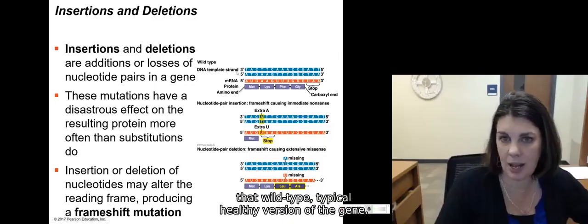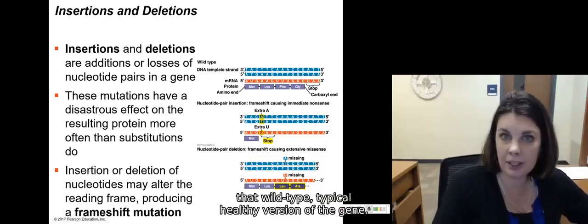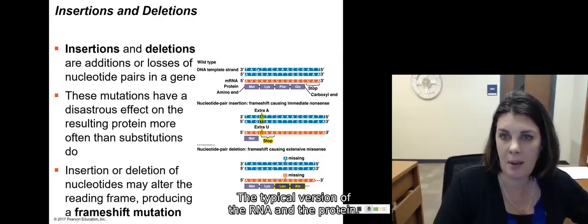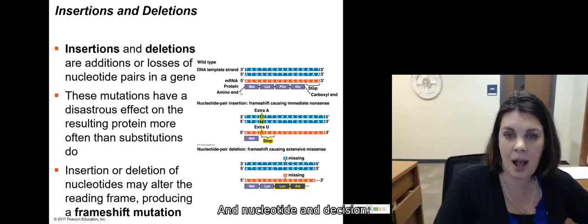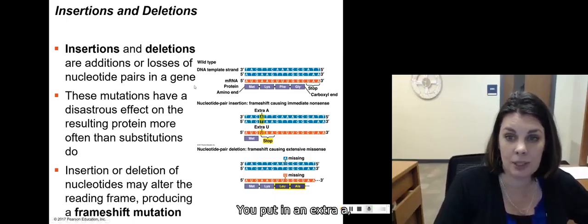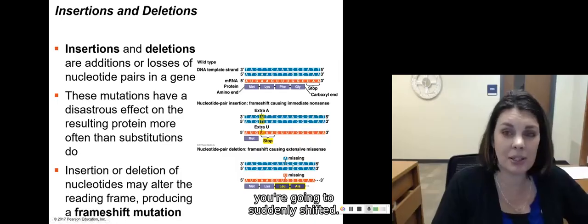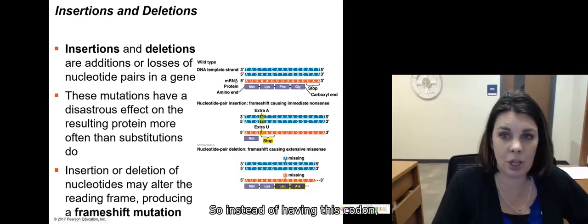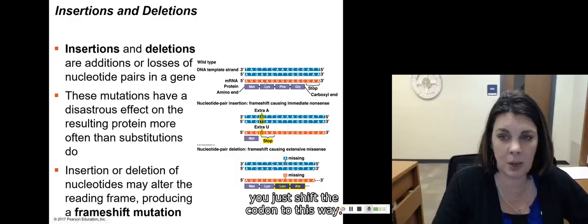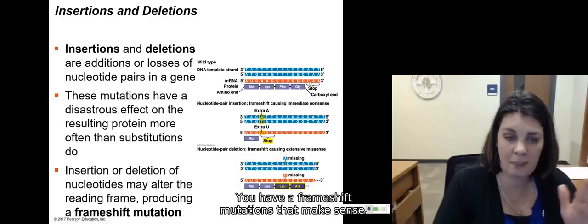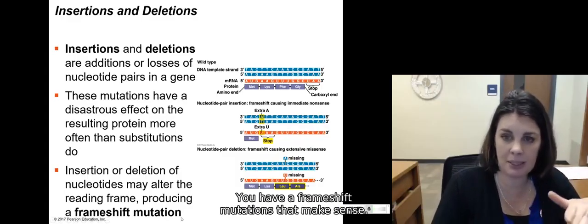So here is this DNA strand again, the wild type, typical, healthy version of the gene, the typical version of the RNA and the protein. A nucleotide insertion, you put in an extra A, it's going to shift it. Or if you take one out, you're going to suddenly shift it. So instead of having this codon, this codon, this codon, by taking one out, you just shift the codons this way, or you could shift them the other way. So you have a frameshift mutation.